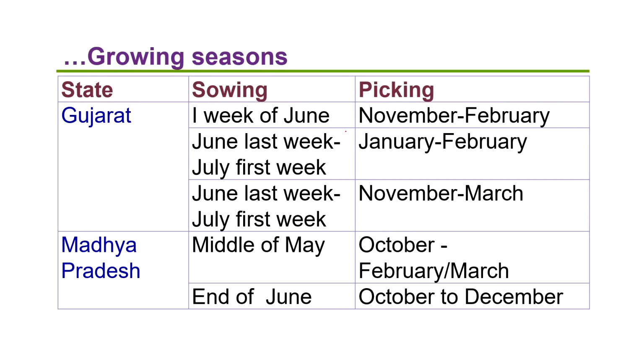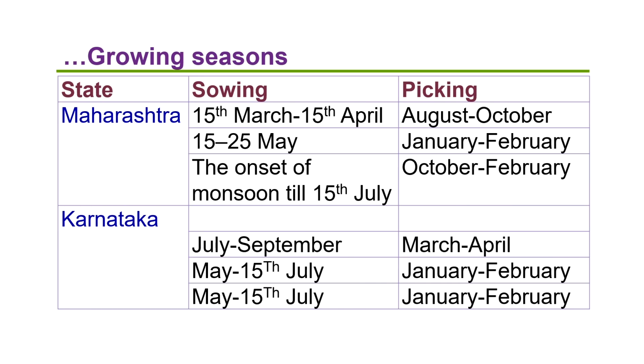Gujarat, first week of June can be sowing time, and then November to February picking time. June last week to July first week, and then January to February. June last week to July first week, and then November to March. So these are the seasons in Gujarat. In Madhya Pradesh, middle of May to October or February or March, and then in Madhya Pradesh, end of June to October to December. In Maharashtra, 15th March to 15 April, August to October, and 15 May to 25 May to January, February. The onset of monsoon till 15 July in Maharashtra up to October, February.